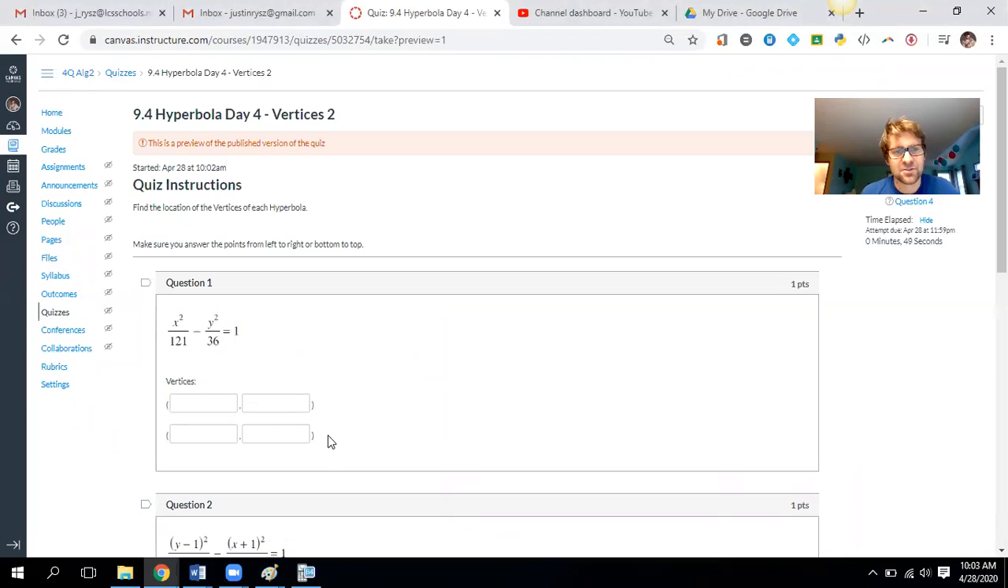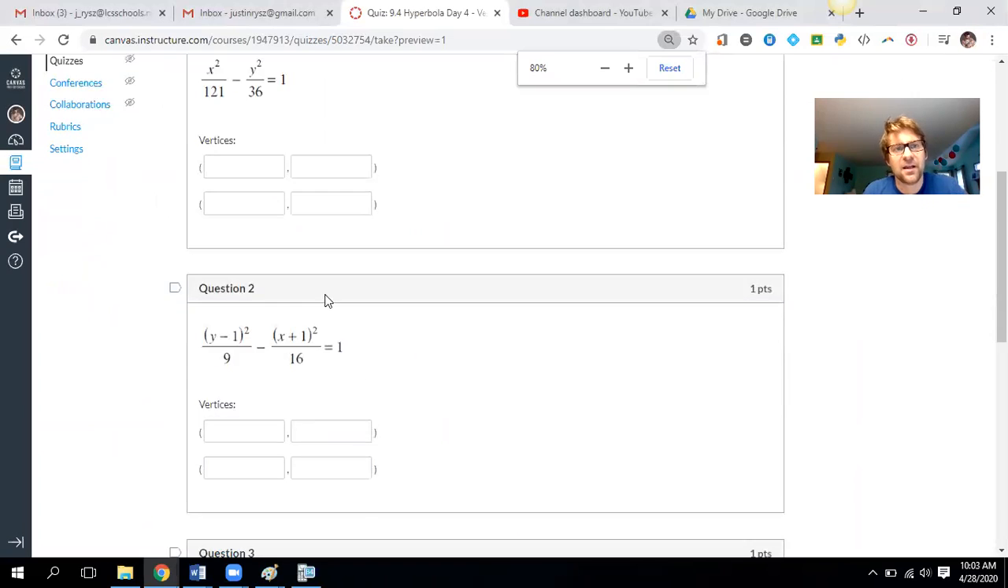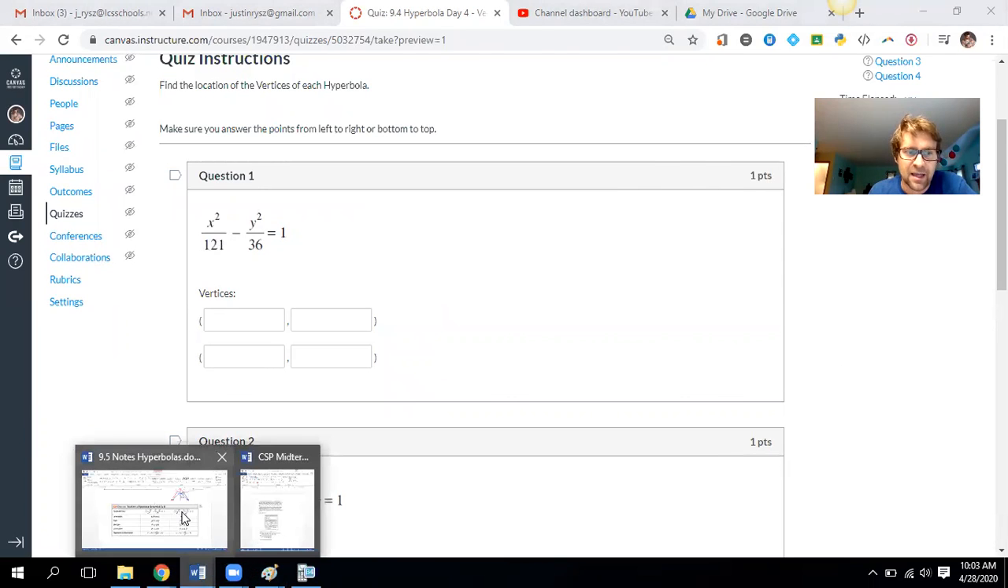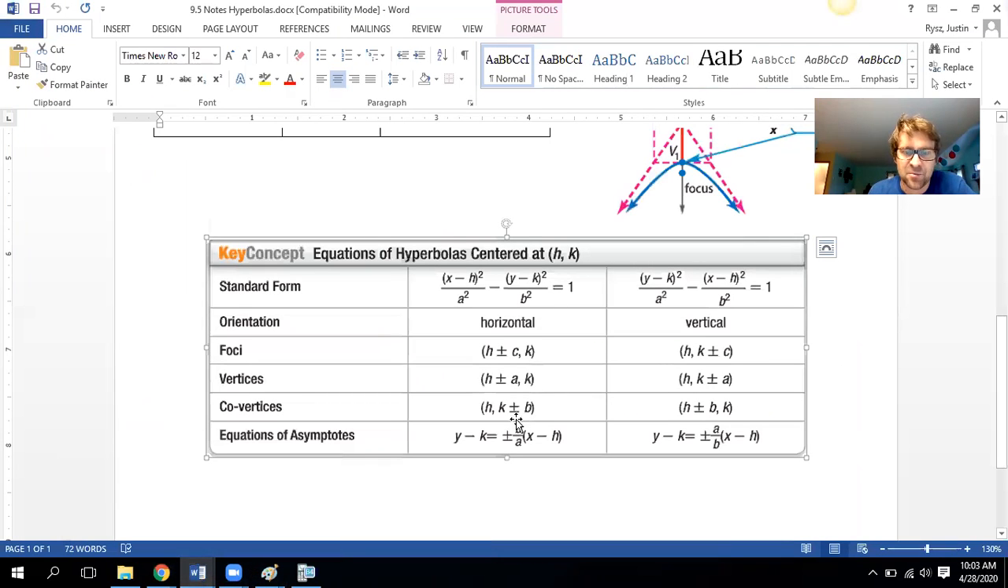So the first thing we've got to do, when we have an equation, is determine the direction of it. In this first problem, it starts out x squared, so we know that's horizontal. Anytime it's x first, it's horizontal; y is vertical. Then I'm going to look at my chart here to help us determine the vertices. I'm going to look at this column here because everything's horizontal.